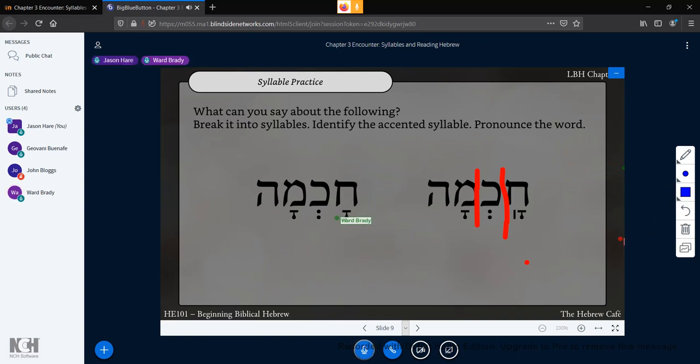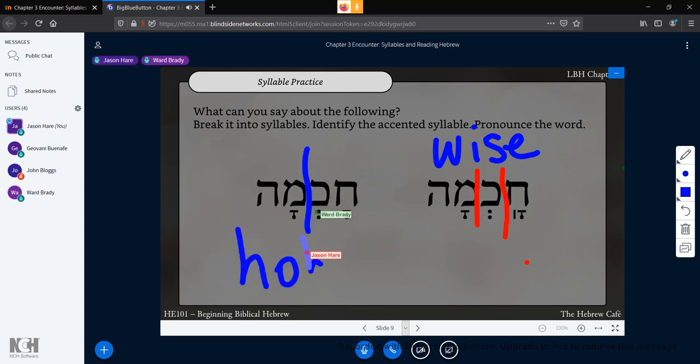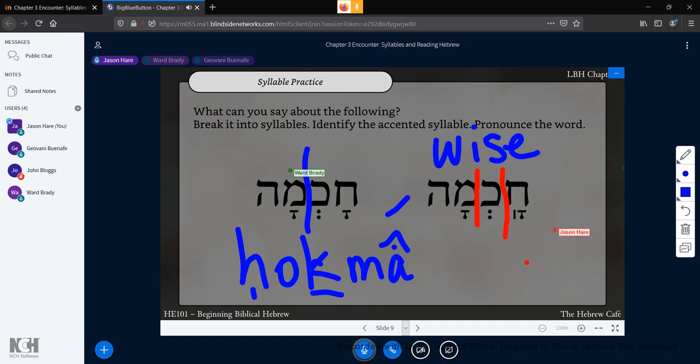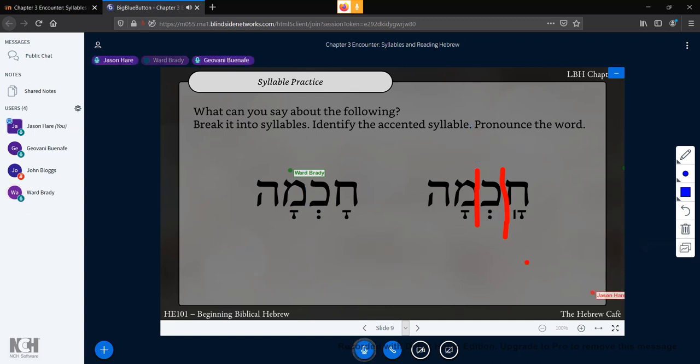And so without the meteg, I'm assuming this is going to be a short vowel. So chok. Yes, exactly. Chok. They're closed, short. And this would be open. Yeah, chokma. Chokma is the noun wisdom. Wisdom is chokma. It sounds like a wise word. Chokma.